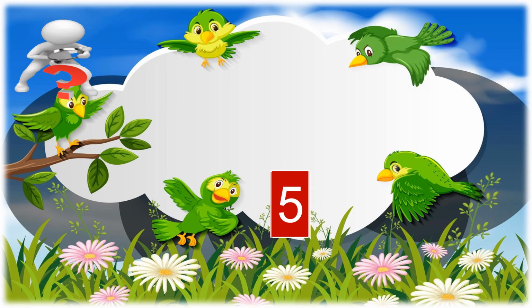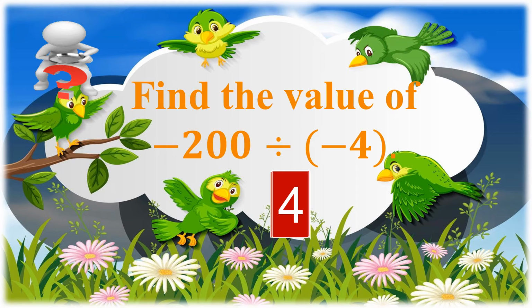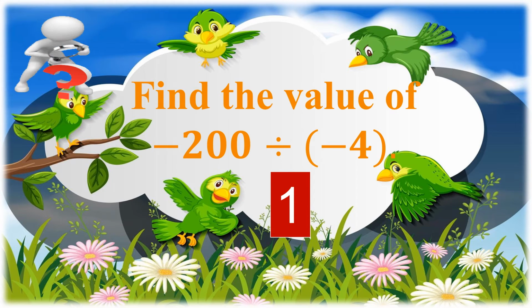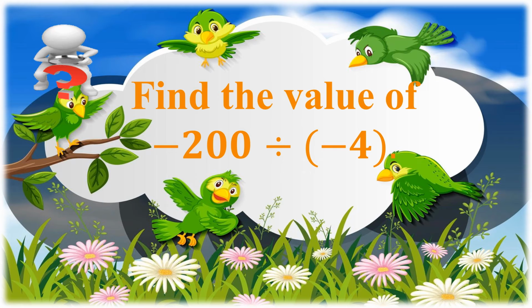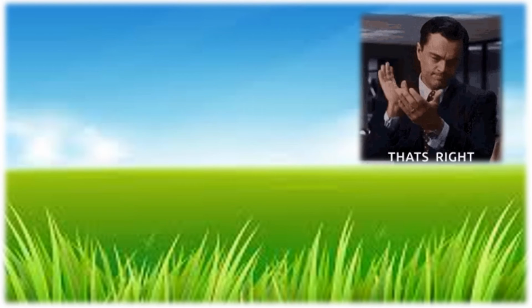Now let us have another one. Another 5 seconds to answer this one. Find the value of negative 200 divided by negative 4. Timer starts now. Time is up. What is your answer? That's right. The answer is 50.